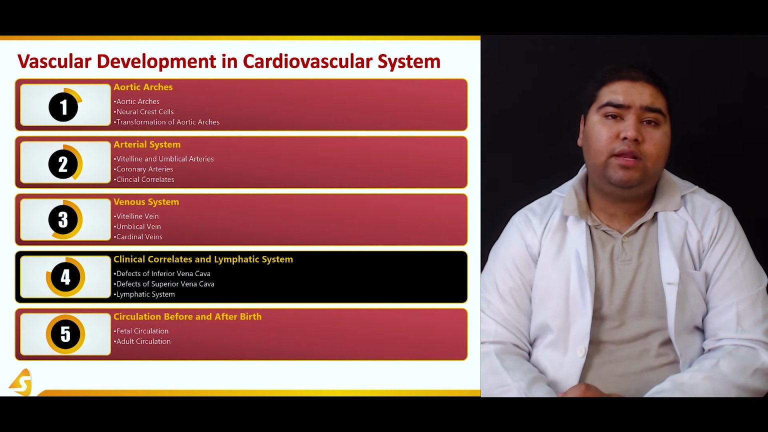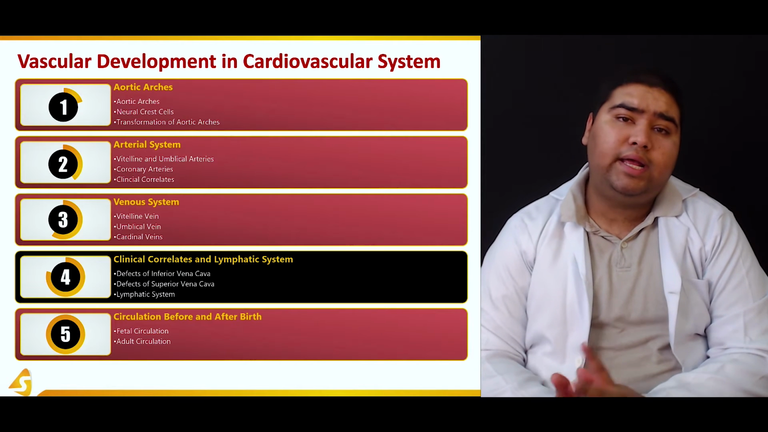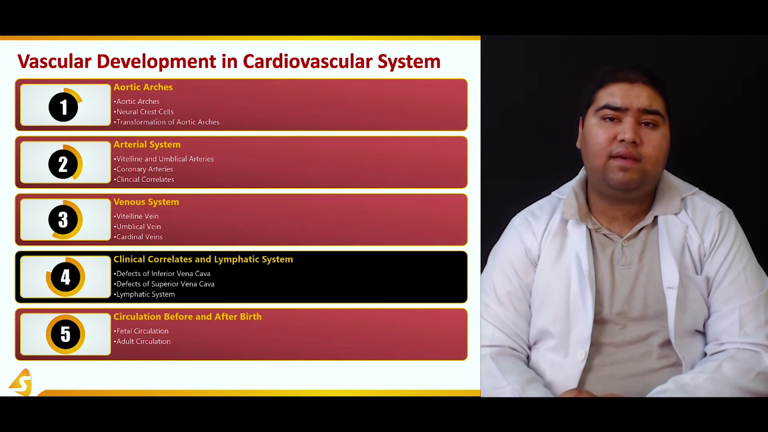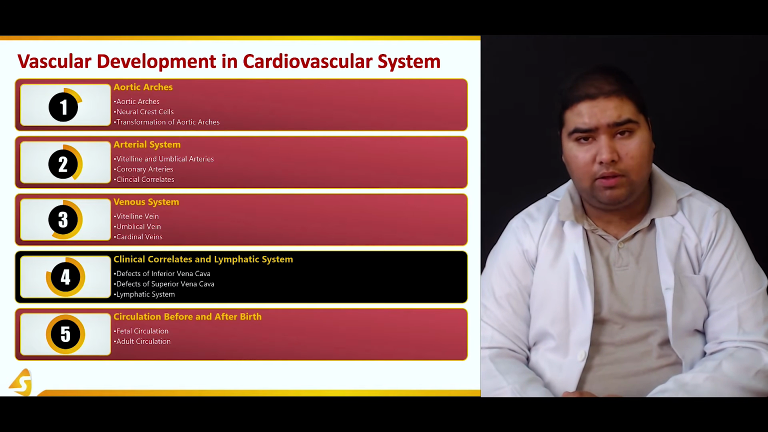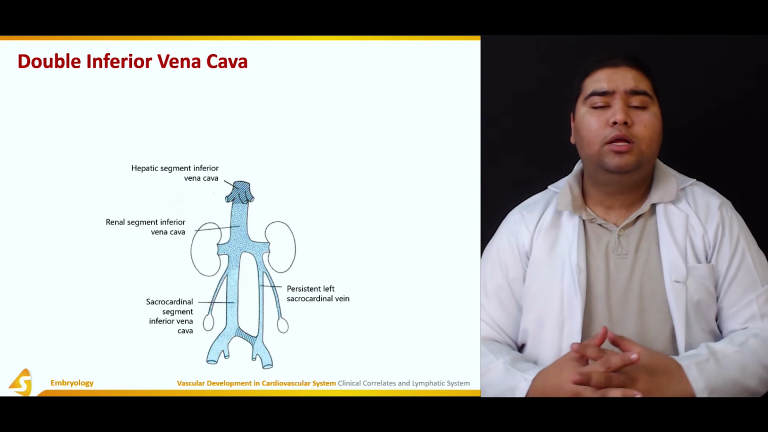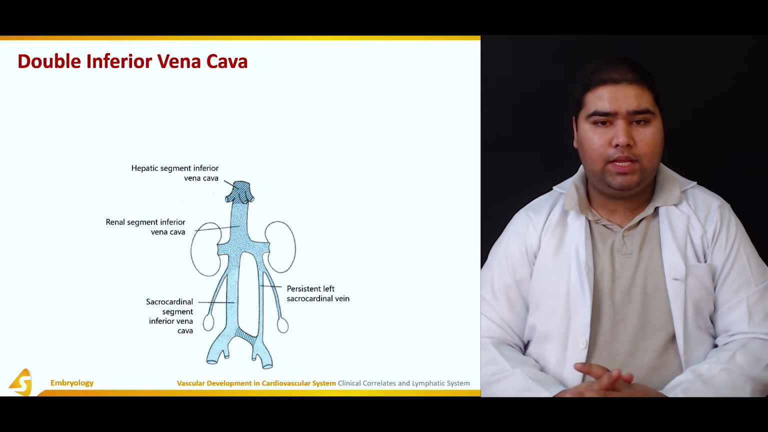What happens if the development of inferior vena cava goes wrong? What happens if the veins do not anastomose as they're required and they do not form superior vena cava properly? And finally, we'll talk about the lymphatic system in the body. So, starting with the defects of the inferior vena cava, we have a double inferior vena cava.